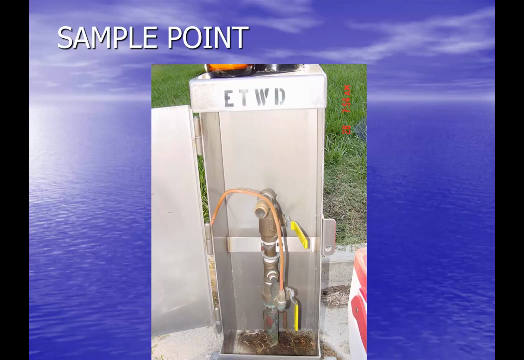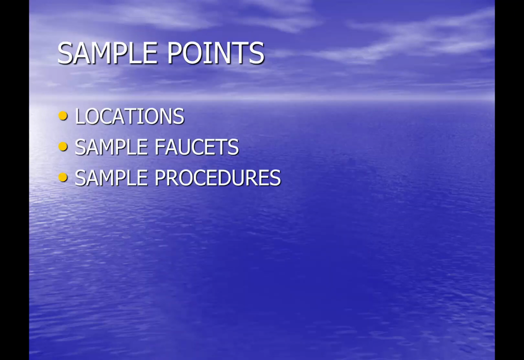So you look at the procedure for sampling, and this is the inside of that sample point. The same thing you saw in that schematic: service line coming in, and then a couple different valves that control the flushing portion as well as the sampling portion. So once again, the actual sample procedures.